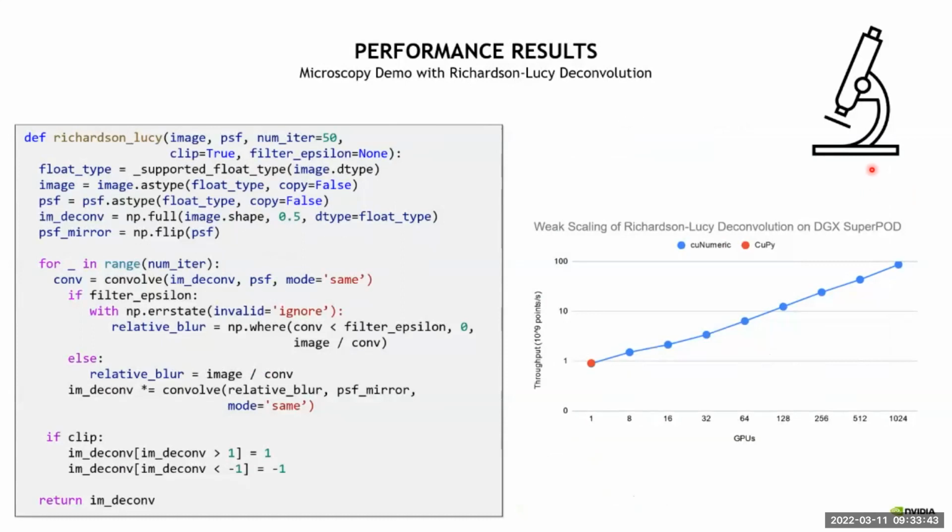Here's another example. This comes from the scikit-image library. So this Richardson-Lucy deconvolution routine here. And once again, all we had to do to modify the code is use Numeric in place of NumPy. So for instance, replacing the NumPy arrays with Numeric arrays. This code is otherwise unmodified. And what we see again is that the performance is comparable to CuPy on one GPU, but we can actually scale up to 1024 GPUs. And this is actually, once again, weak scaling, but this time showing the throughput increasing as we increase the problem size and the number of GPUs.